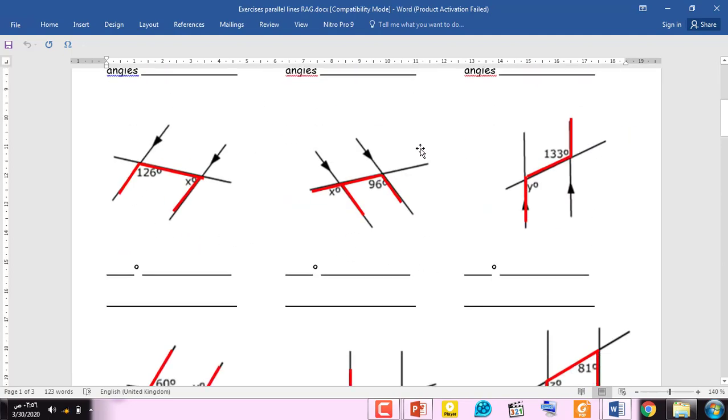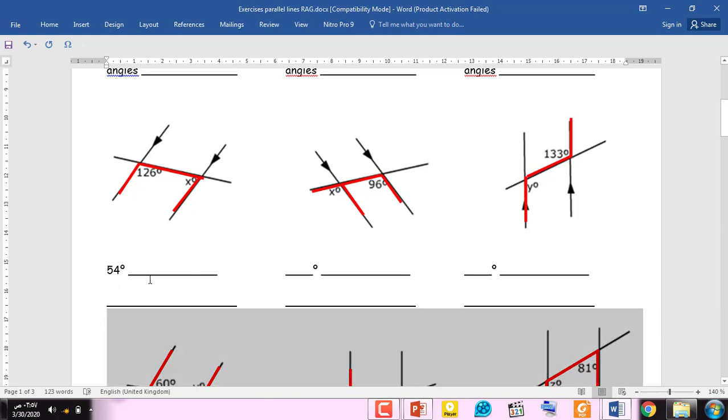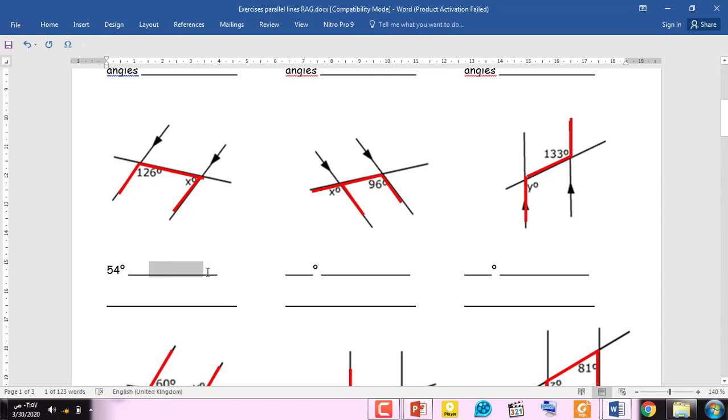Okay guys, I am going to do these 3, and I'm sure these 3 are really easy. So absolutely the X here is going to be 54. And when I add 54 with 126, the answer will be 180. Why is this? Because these 2 angles, X and 126, are interior angles.